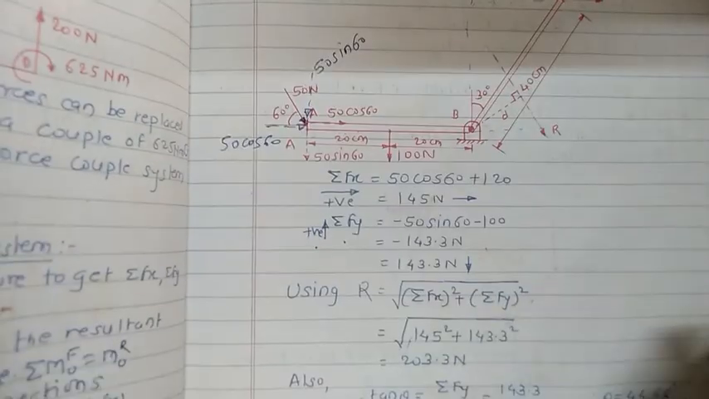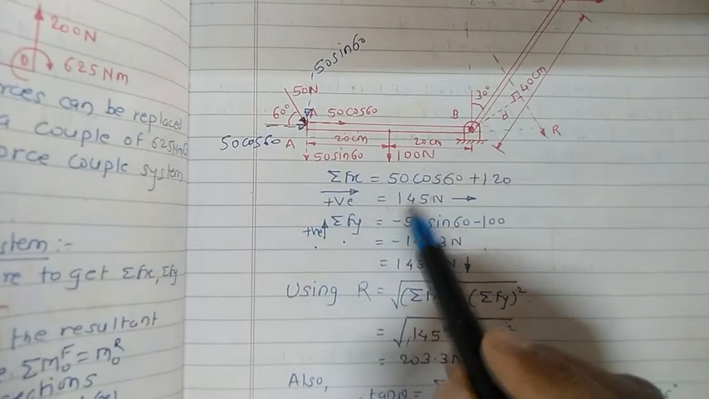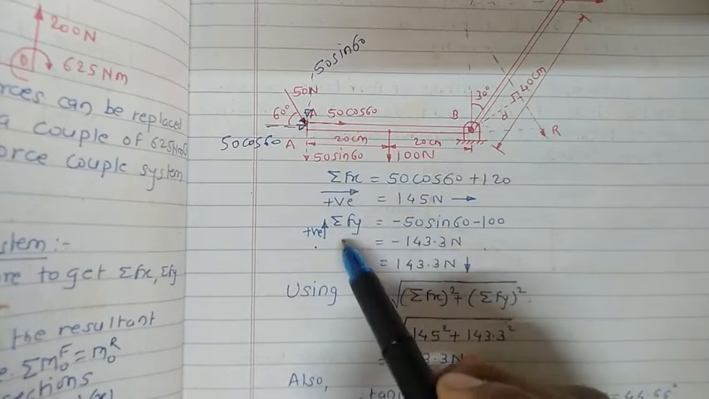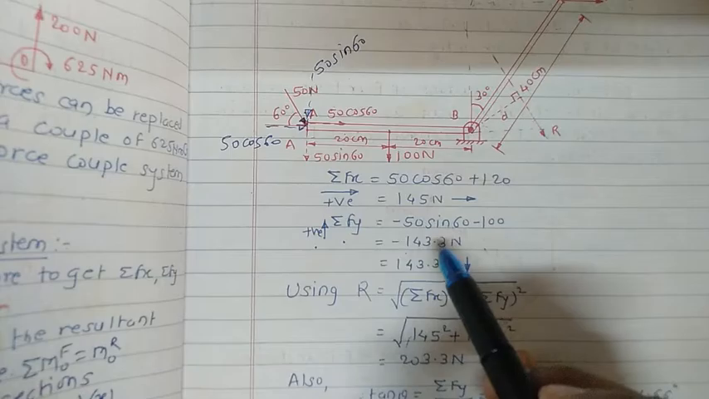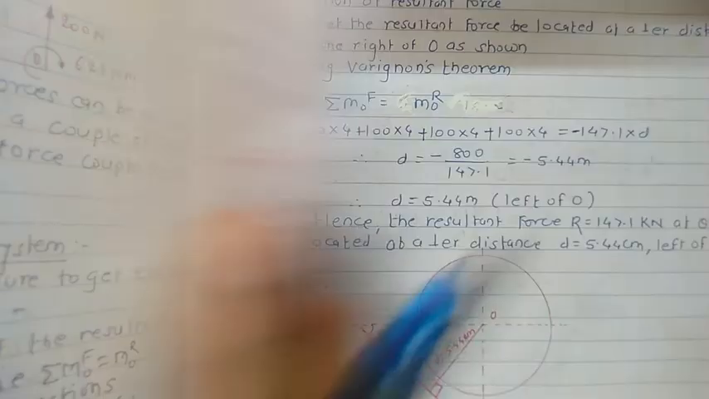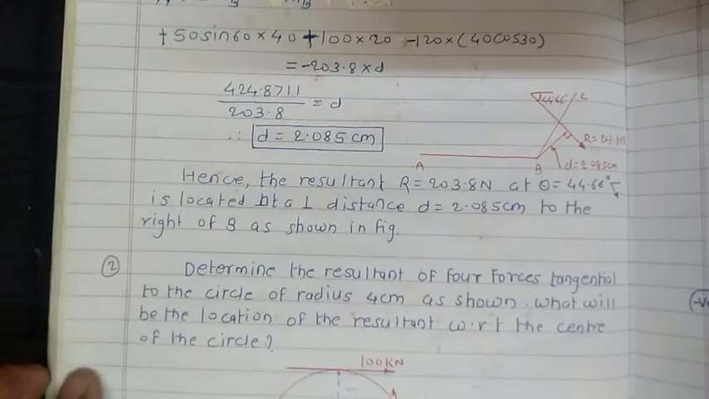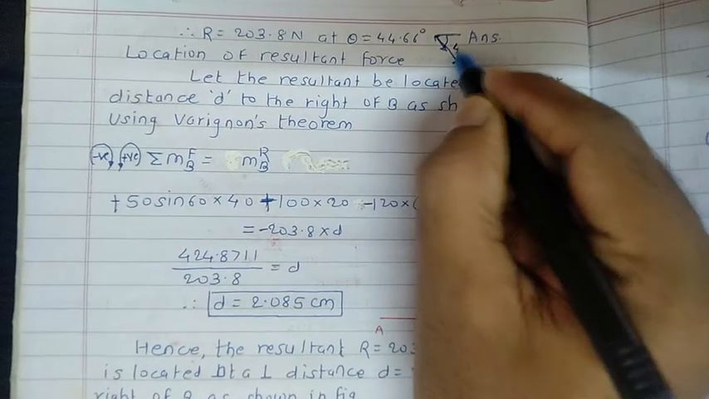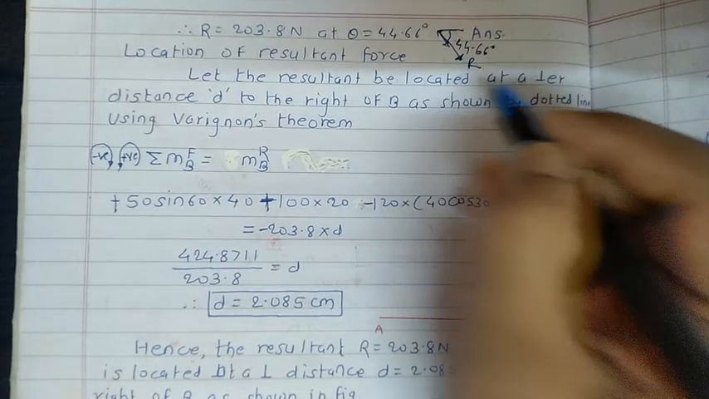Okay, so here we have the plus value. Summation of Fx is positive, summation of Fy is negative, which means automatically R lies in the fourth quadrant. Okay, so here is the quadrant of that R shown. So R lies in the fourth quadrant, that makes an angle of 44.66 degrees.